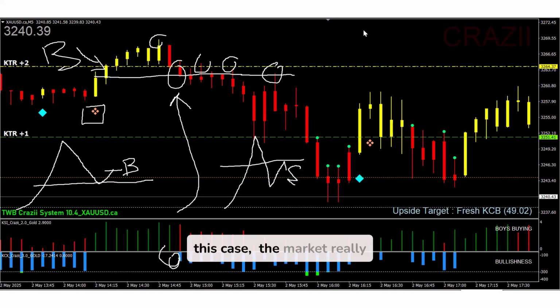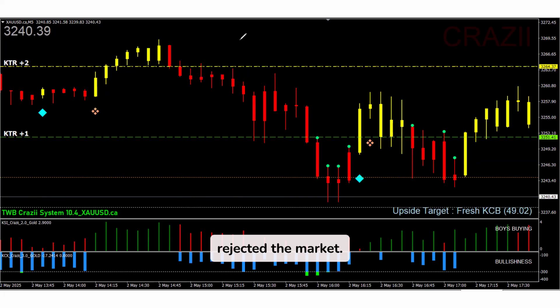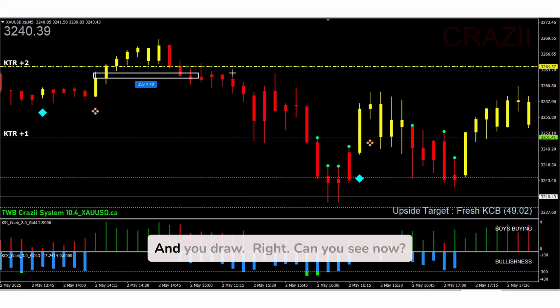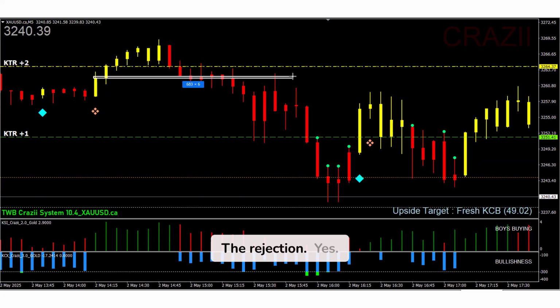So in this case, the market really rejected the market. So I should show it. I show it accurately. So this is where you put a white line here and you draw, right? Can you see now the rejection? Yes. Very nice. So the market rejected here. Boom. The price cost and the market really sell.